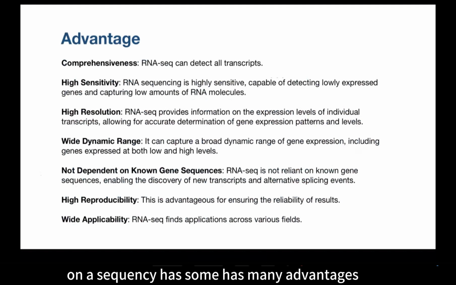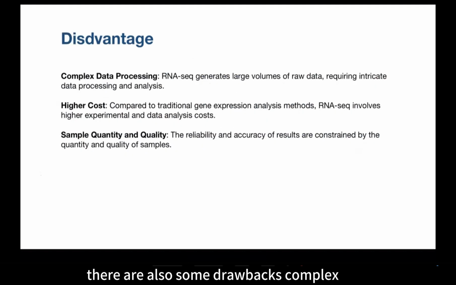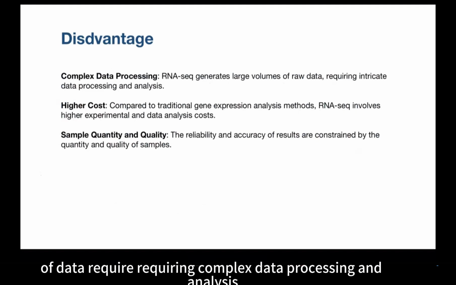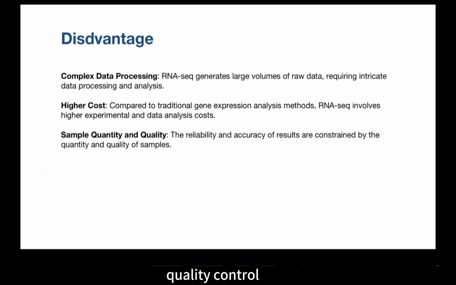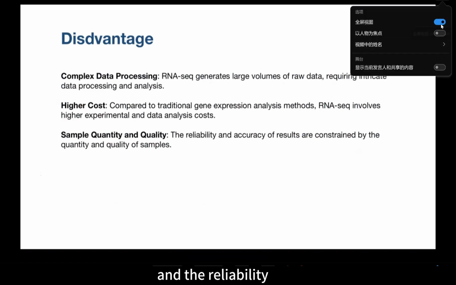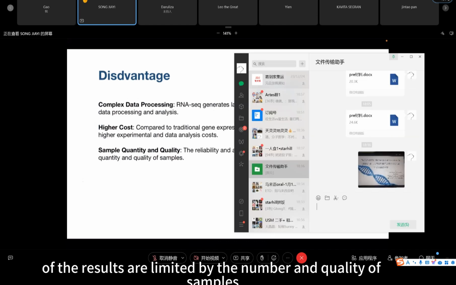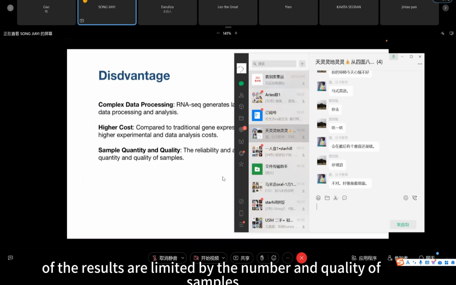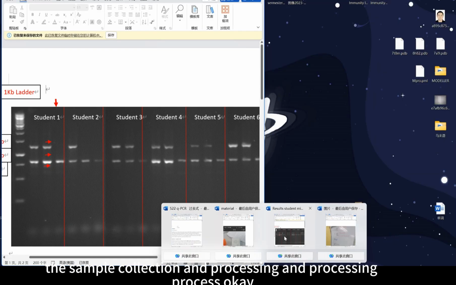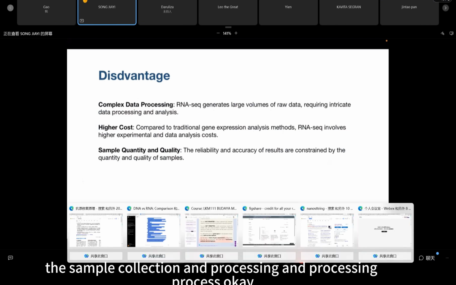Although RNA sequencing has many advantages, there are also some drawbacks. Complex data processing: RNA sequencing generates a large amount of data requiring complex data processing and analysis, including quality control, comparison, differential expression analysis, and other steps. And the high cost. And the reliability and accuracy of the results are limited by the number and quality of samples. So it is necessary to strictly control the sample collection and processing process. Okay, that's all.